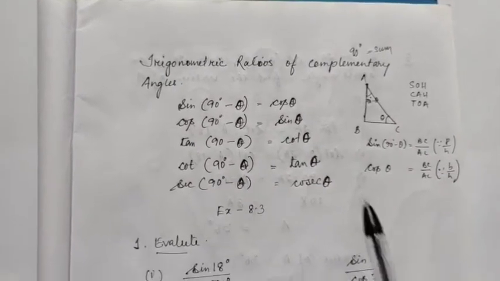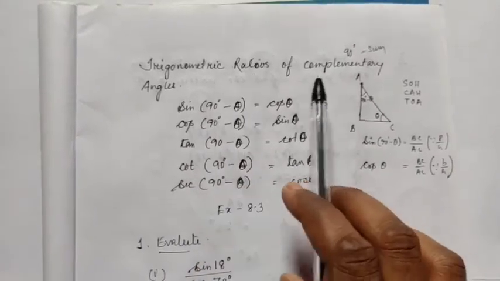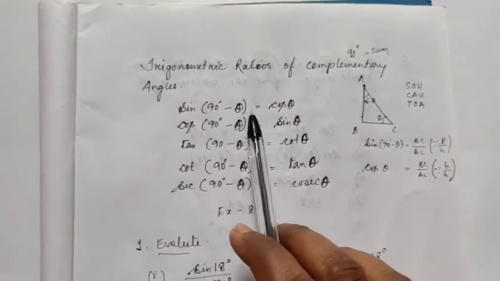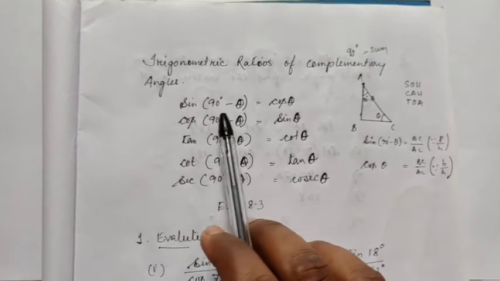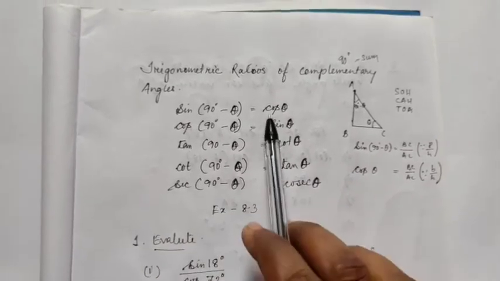Okay, now see, here I wrote some ratios related to complementary angles, and that is sine of 90 degree minus theta is equal to cos theta. Now why this is so, I will prove this, and the others you can try yourself.